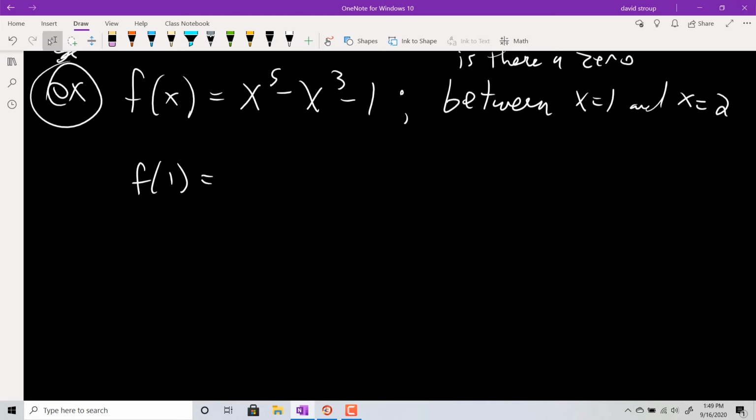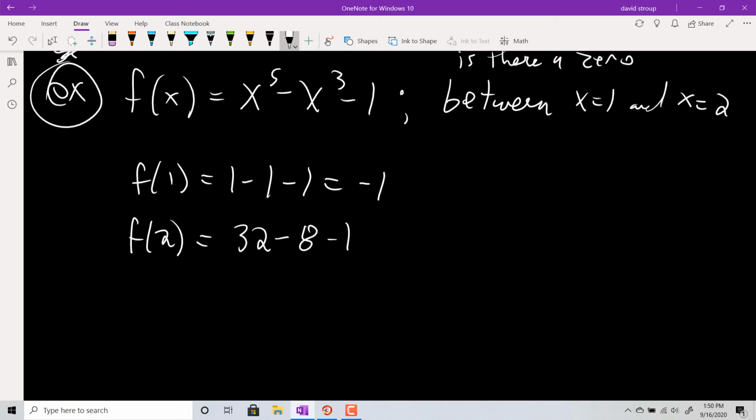Okay, so if you plug in 1, you get 1 to the fifth minus 1 cubed minus 1. 1 minus 1 is 0, minus 1 is minus 1. Then plug in 2. 2 to the fifth, 2 times 4, 8, 16, 32, minus 8 minus 1 is 23, I believe.